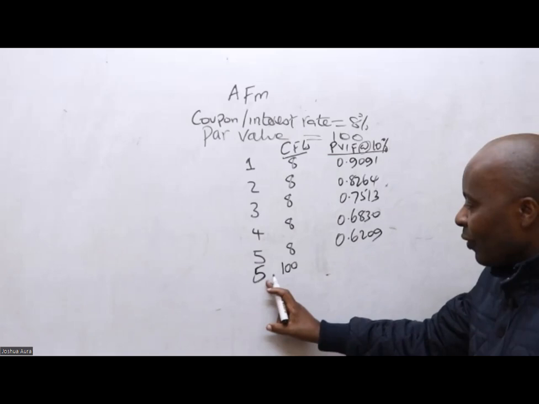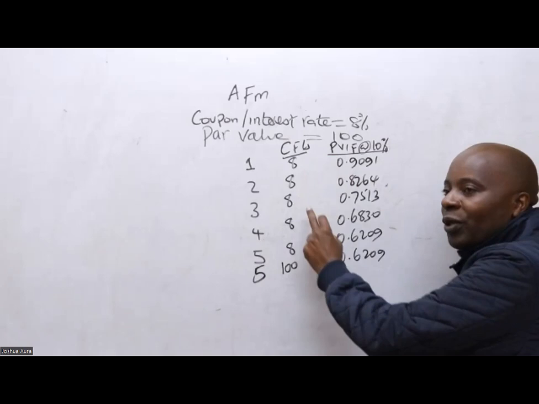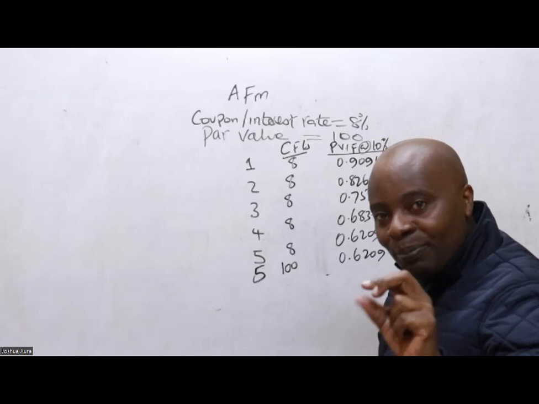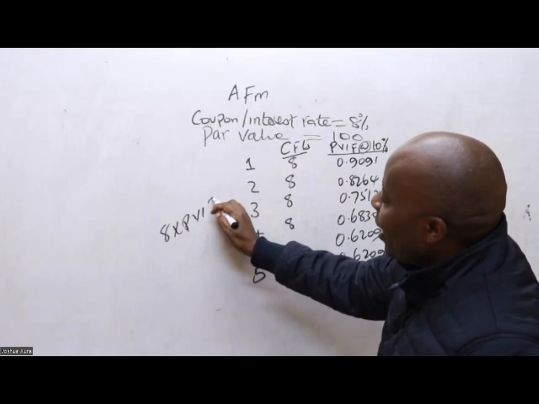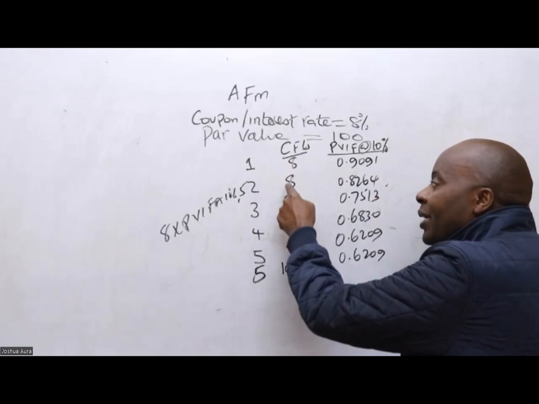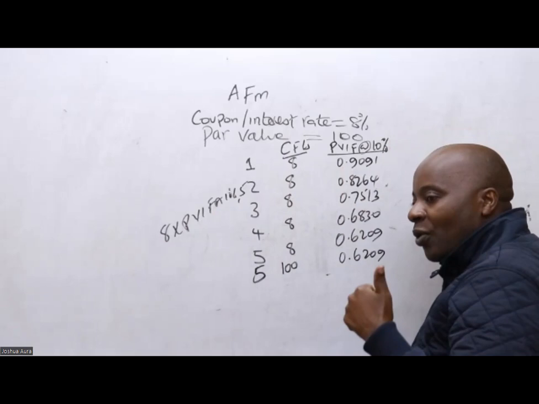Somebody may wonder, how come they're using PV factors and yet these are a uniform amount? It's because I decided to handle them as lump sum amounts. I can only use the PVIFA if I was to look at the 8s together, that is, 8 times PVIFA at 10% for 5 years. But when I decide to use each one of them independently, then I have to use the PV factors. Please watch my previous videos on this YouTube channel regarding present valuation.